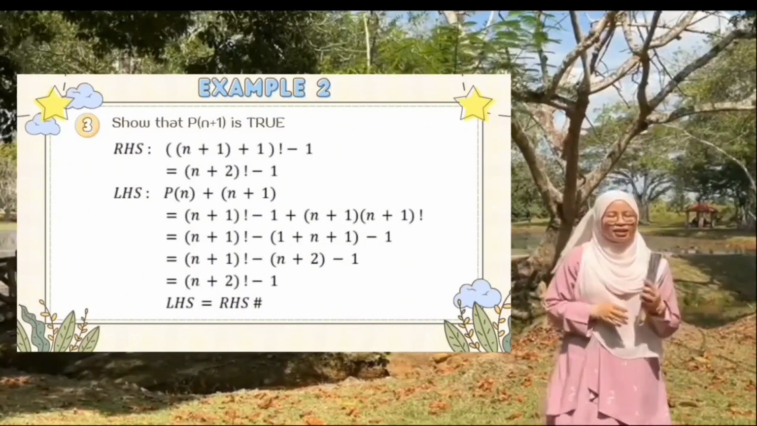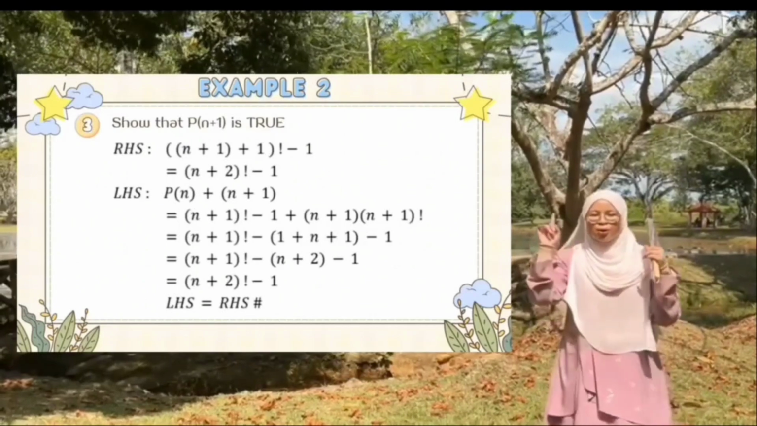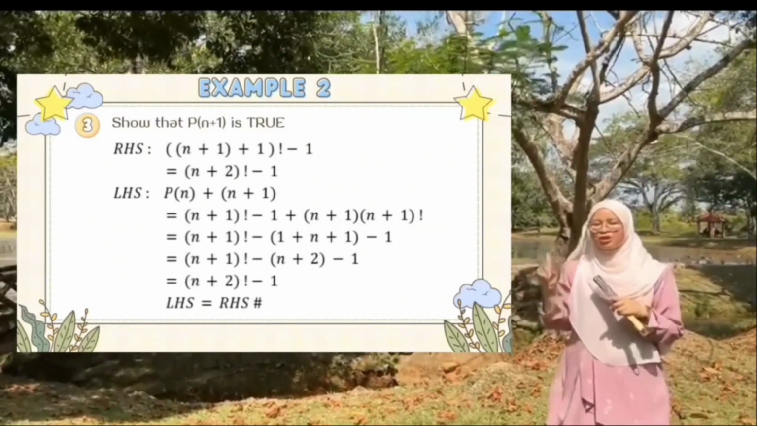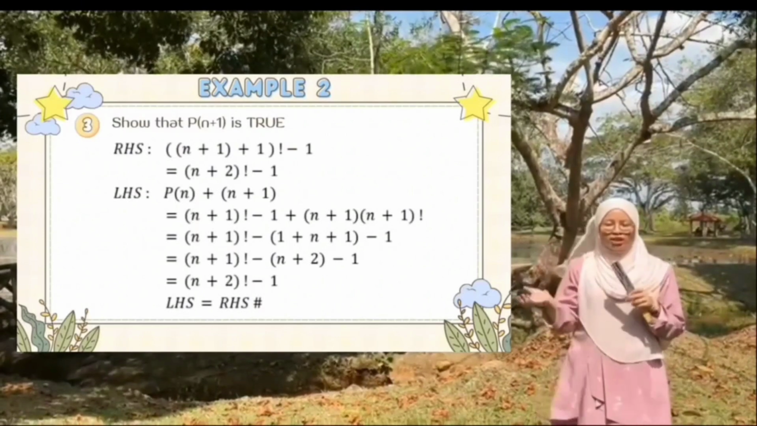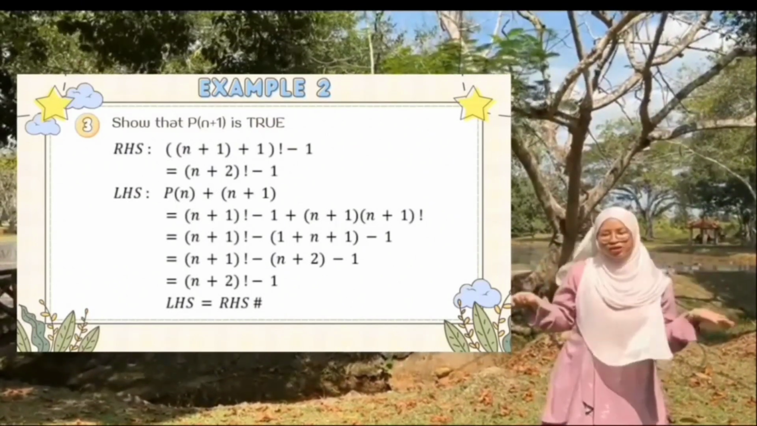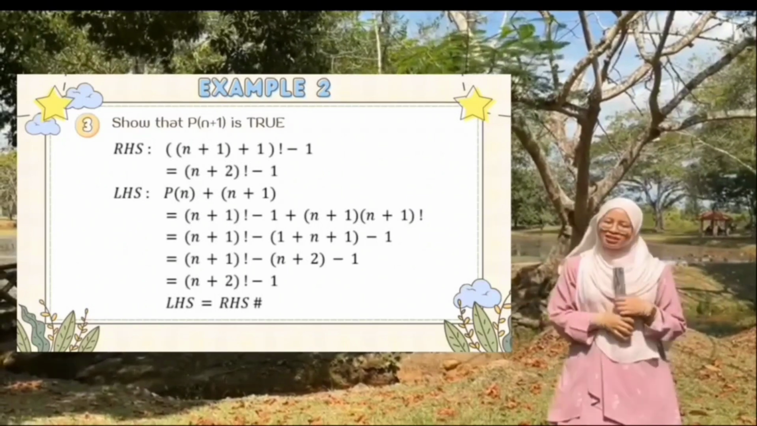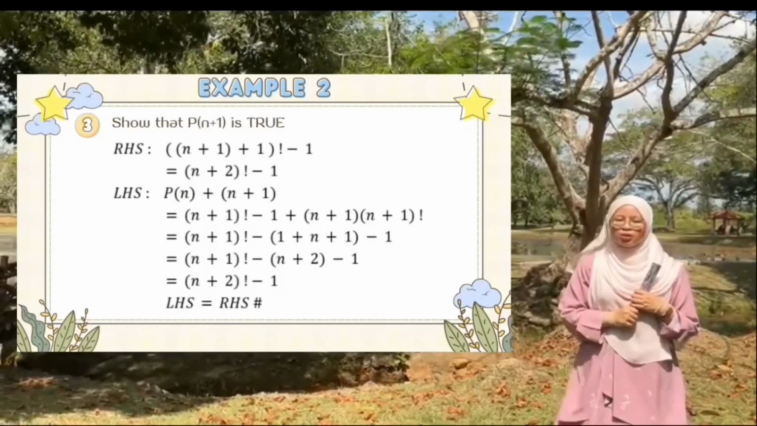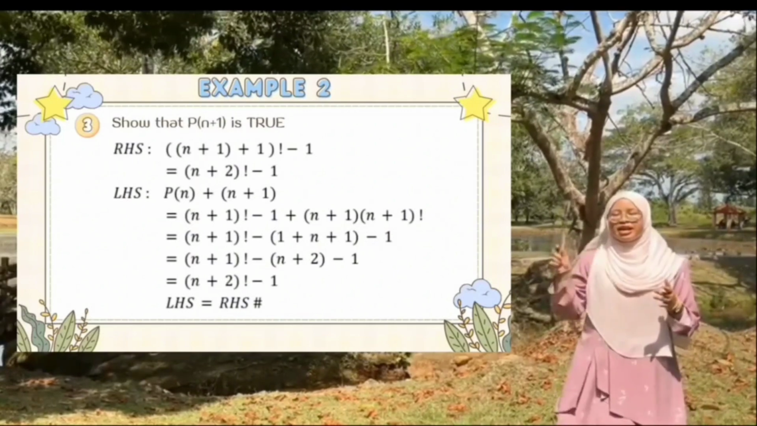For the left-hand side, we need to use Pn plus n plus 1. Remember, Pn plus n plus 1. Then, we substitute all the n plus 1 into the equation, and then we also get, in bracket, n plus 2 factorial minus 1. Thus, the left-hand side is equal to the right-hand side, which shows that Pn plus 1 is proven to be true.